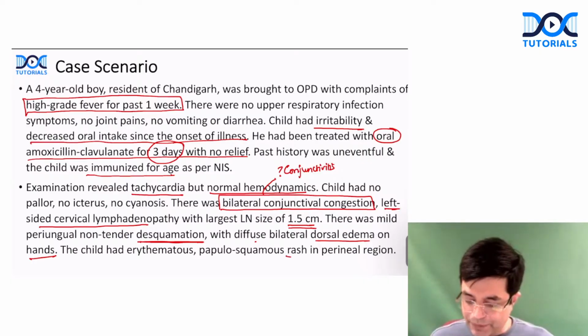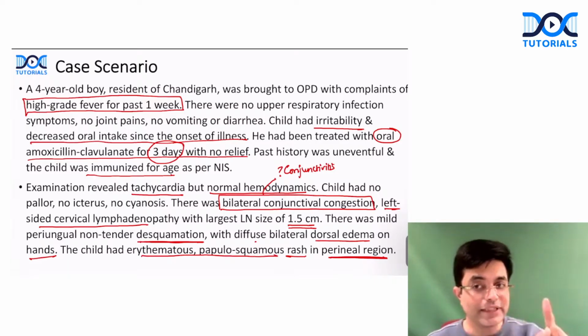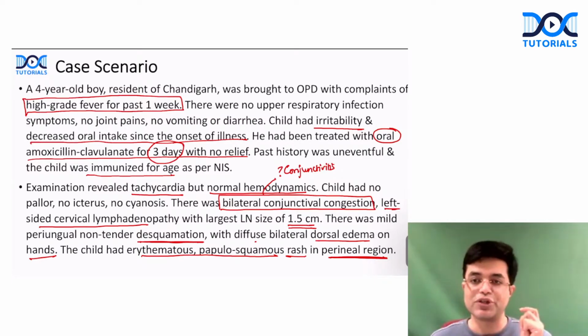There was also a rash present in the perineal region, that is around the perianal perigenital region. It was an erythematous papulosquamous rash. The point to note, there are no vesicles mentioned, no bullae mentioned. So perineal rash, edema of hands and feet, and periungual desquamation around the nails.